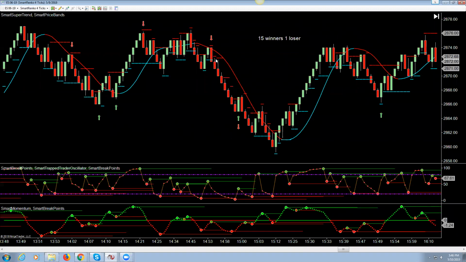We continue to trade. Here we've got a red bar breaking a blue line, capped by a red smart price band. This is 4 standards better than random to do this.